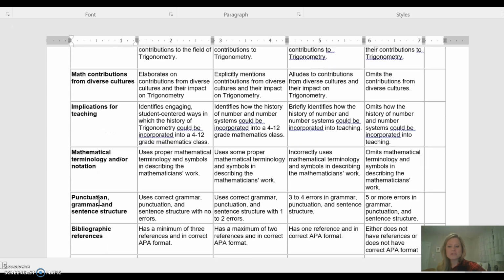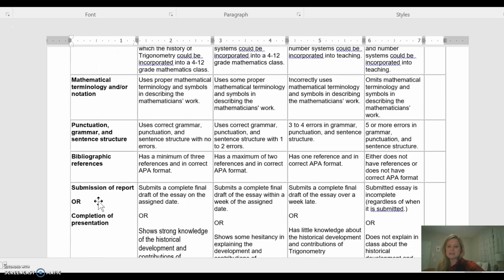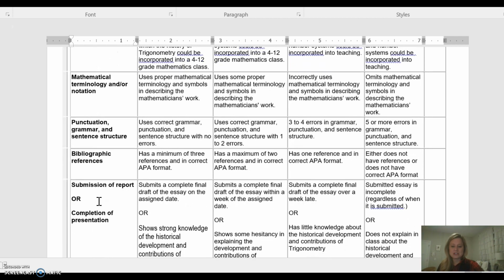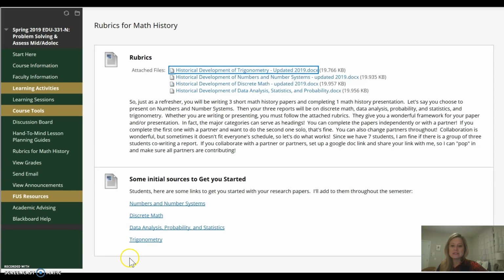The rest of the portions are just about your writing techniques in terms of math terminology, punctuation, grammar, the bibliographic references. You just need 3 per report that you write. However, there's going to be one time that you do a presentation, and I just want to make sure that your overall punctuation, grammar, and sentence structure is good inside that PowerPoint presentation. So that is how that will be graded. But that is everything with respect to these math history.